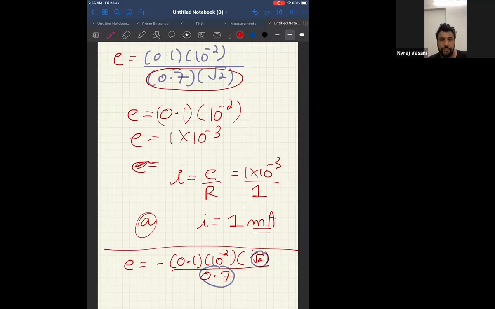Getting it now? Now try to solve it again on your own and tell me if you're getting the same answer. Okay, all of you start.